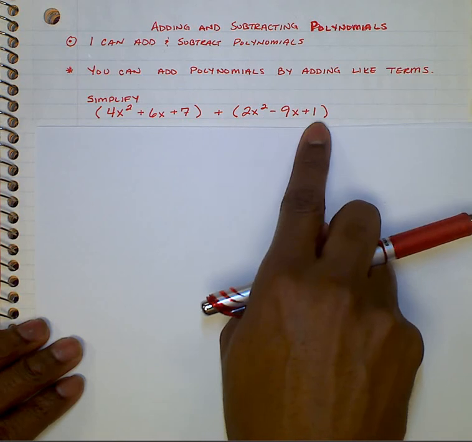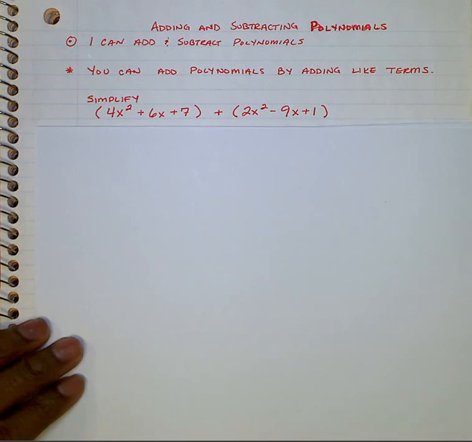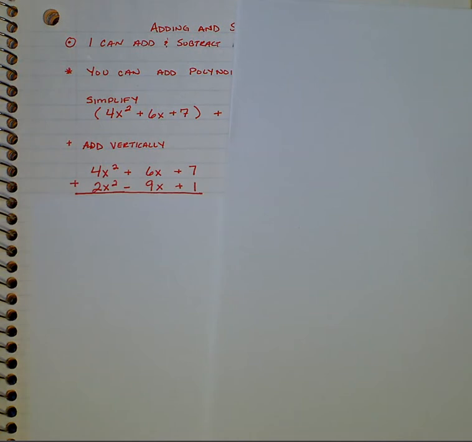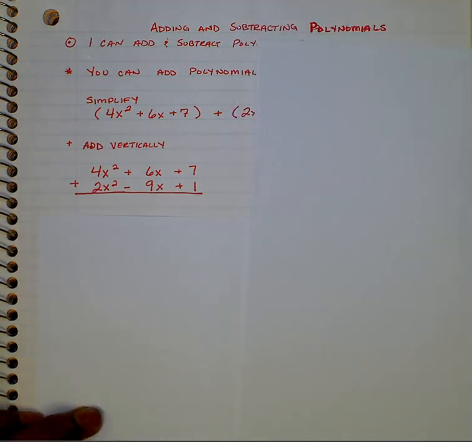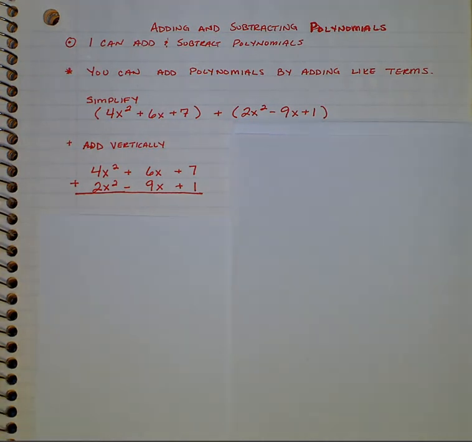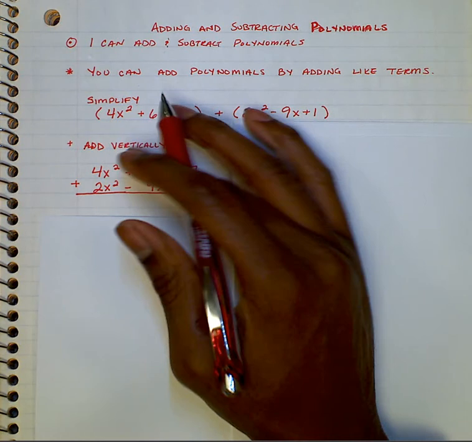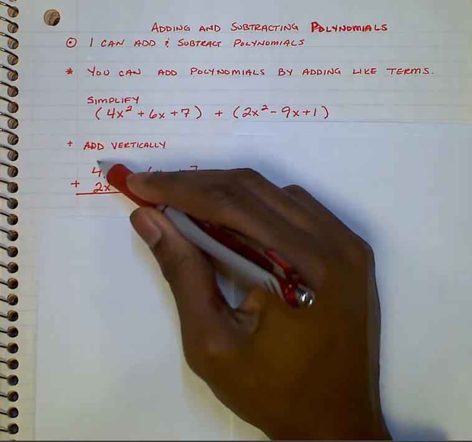There are two ways that we can add these. Different people like different methods, but one way is to add them vertically. All that means is we take our original polynomials and we stack like terms and add them. We'll have all of our like terms right on top of each other. We add these two together, and then we get our final answer.